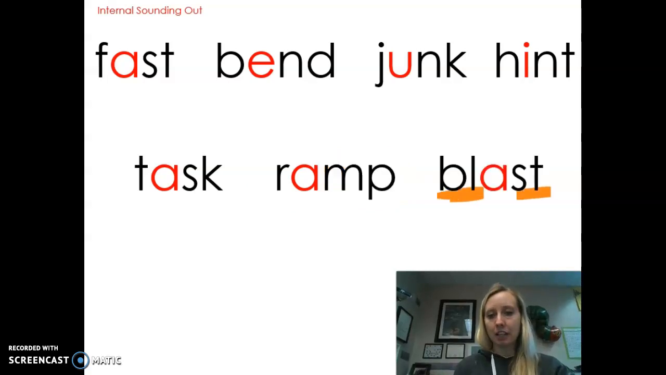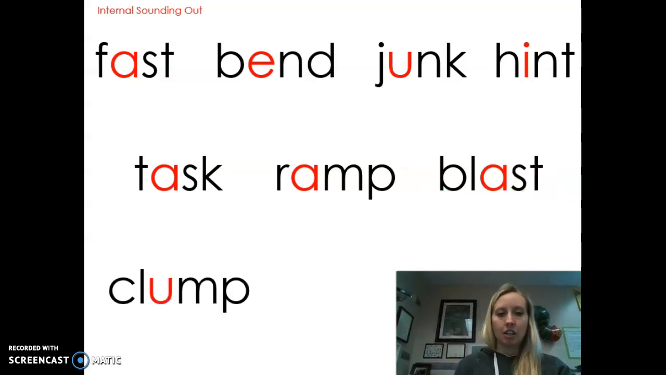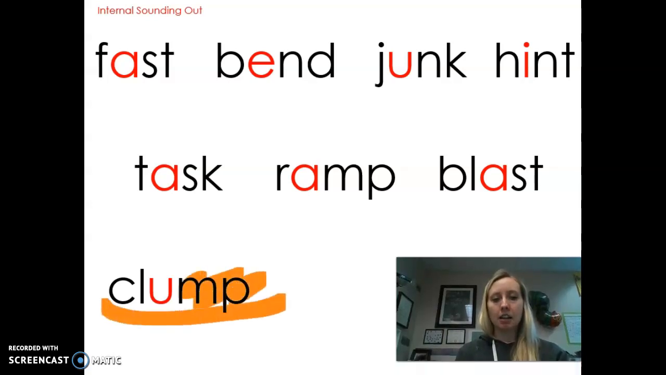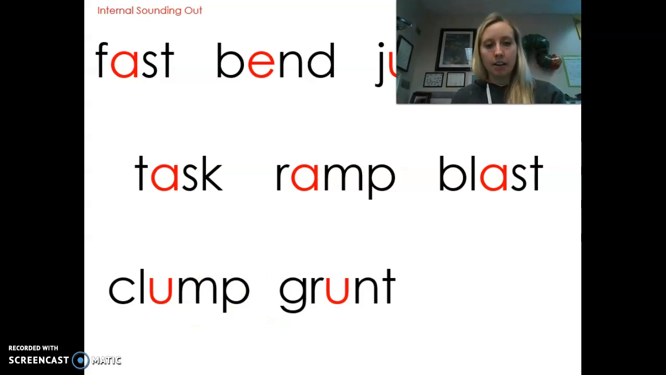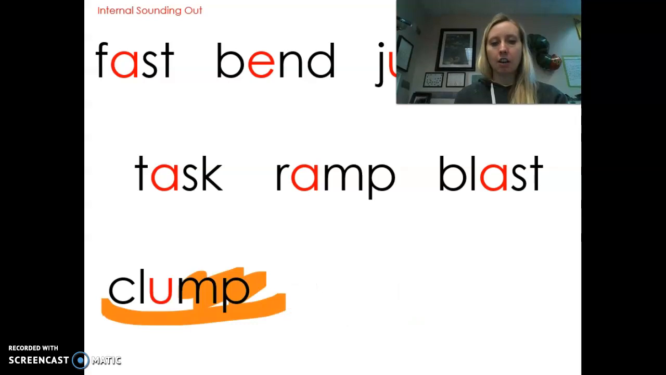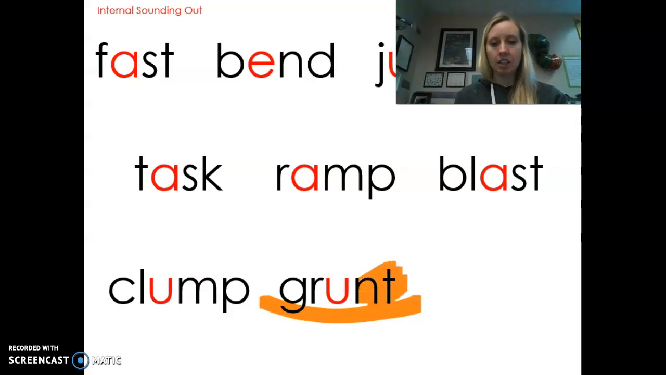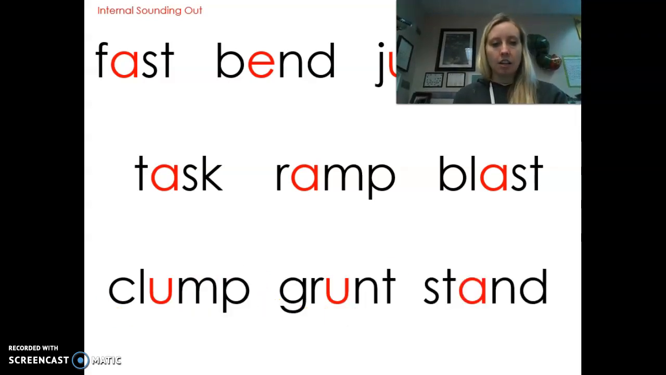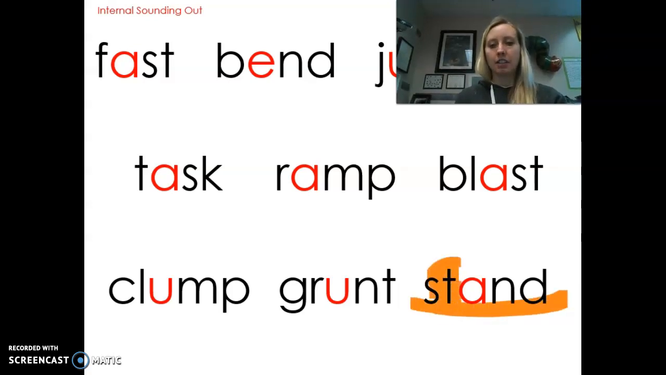Ooh, we have 2 blends here. 3, 2, 1, blast. What does ST say? St, st. 3, 2, 1, clump. What does MP say? Mp, mp. 3, 2, 1, grunt. What does NT say? Nt, nt. 3, 2, 1, stand. And we have the st, but this time it's the beginning. And then our last sound is nd, nd.